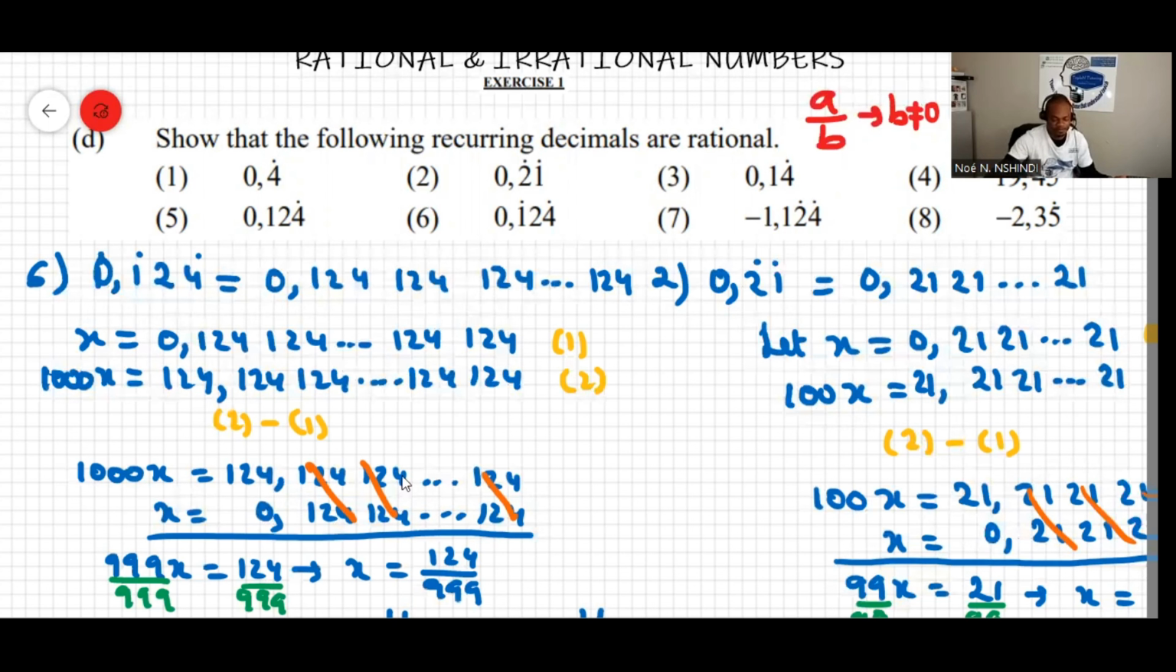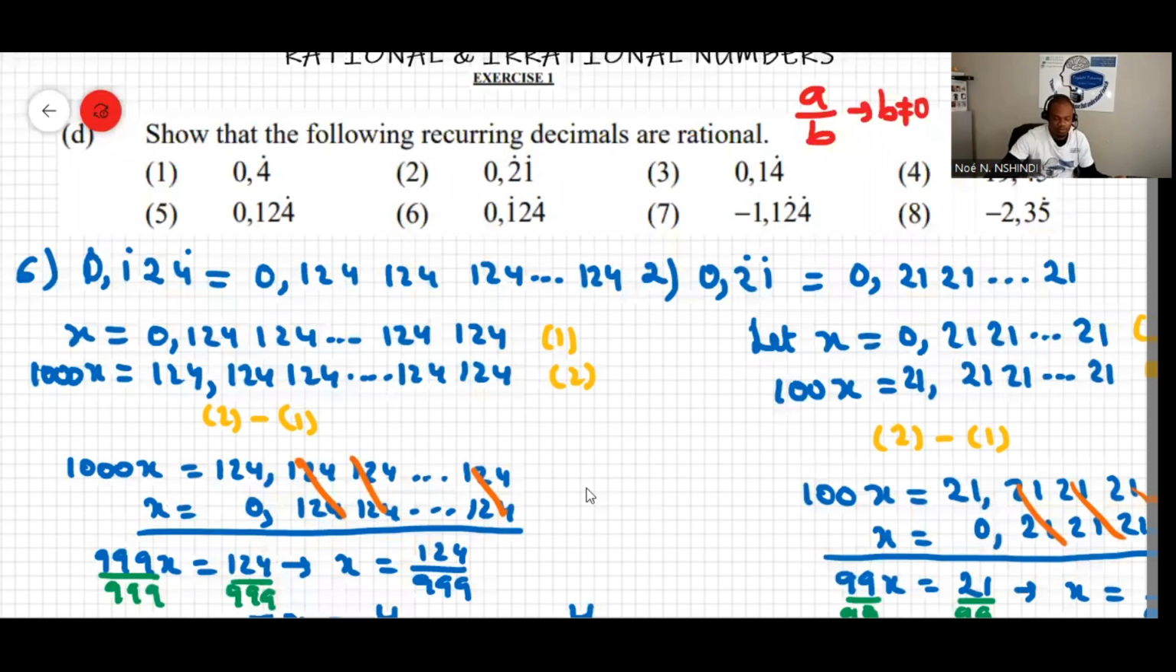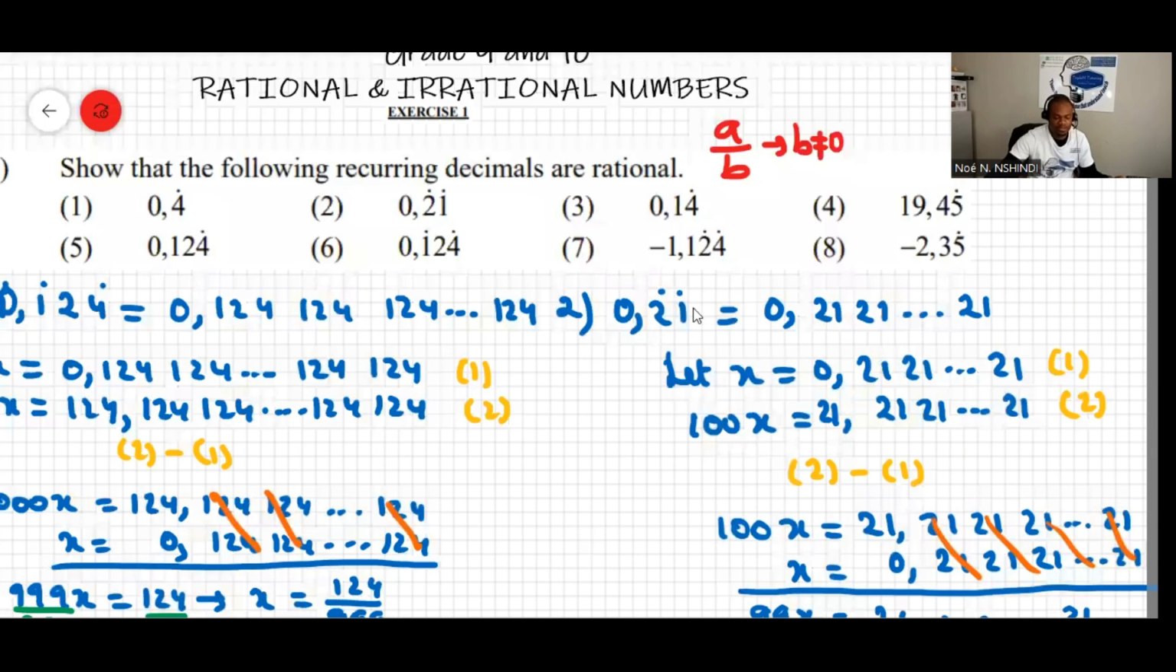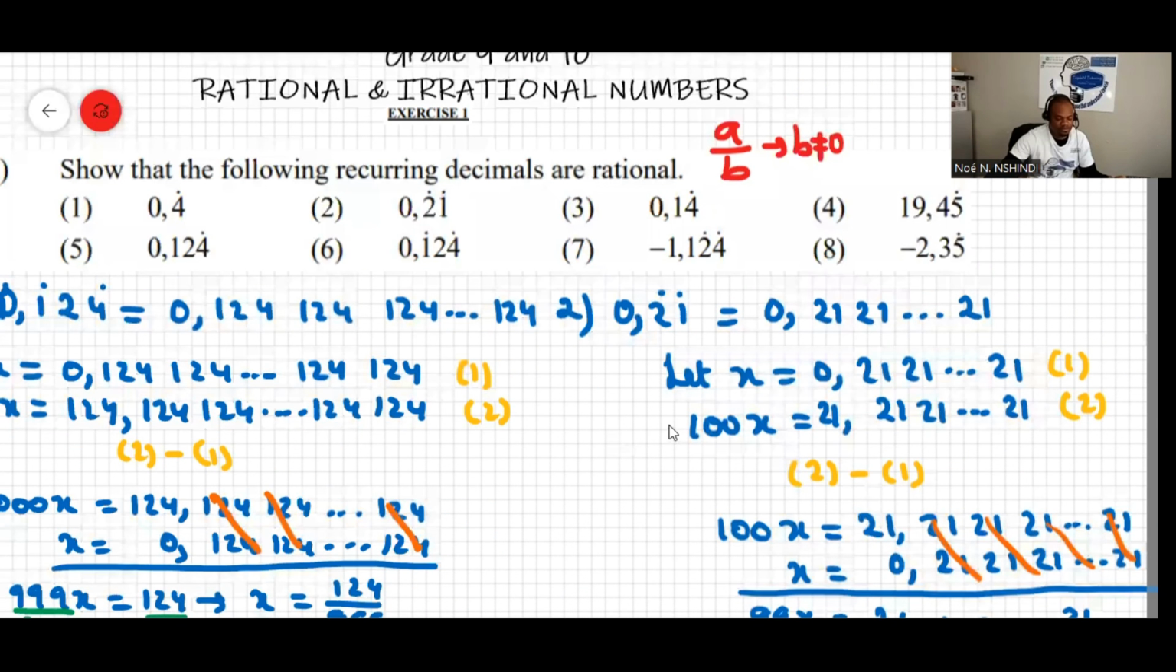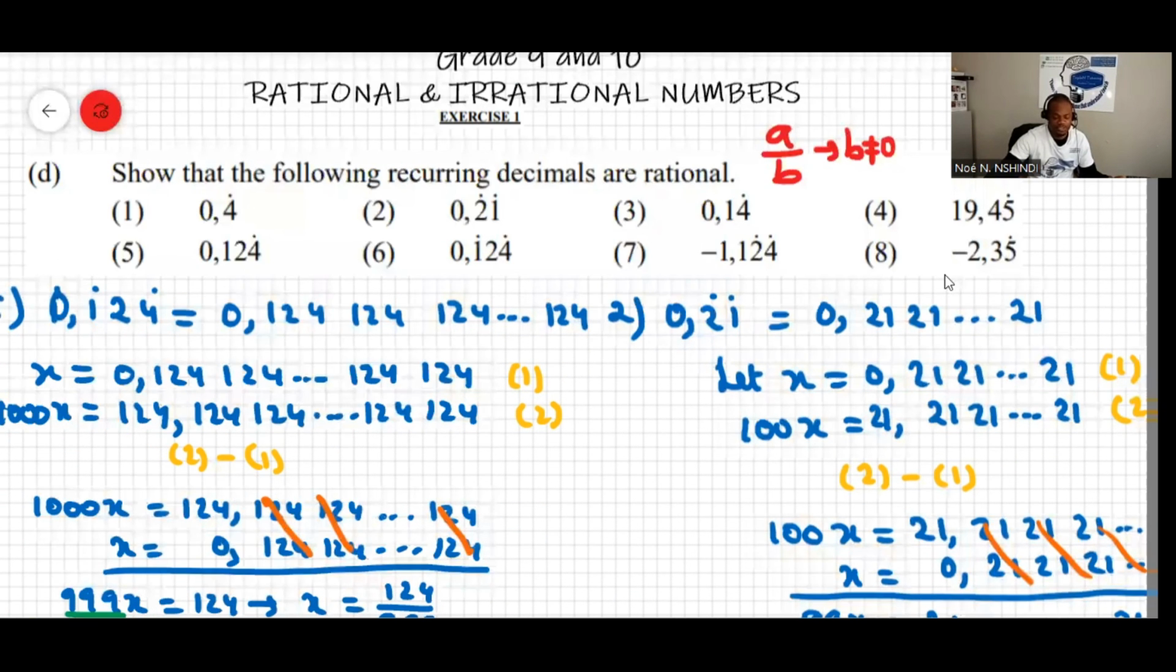So the same thing will be applied for the last case. The rest of the questions can be done in the same way. Don't worry about the negative numbers, just the same process.